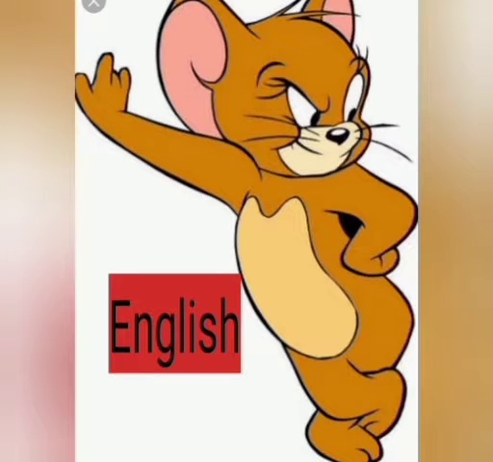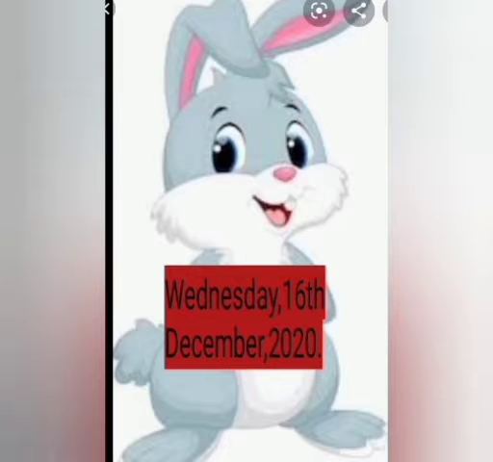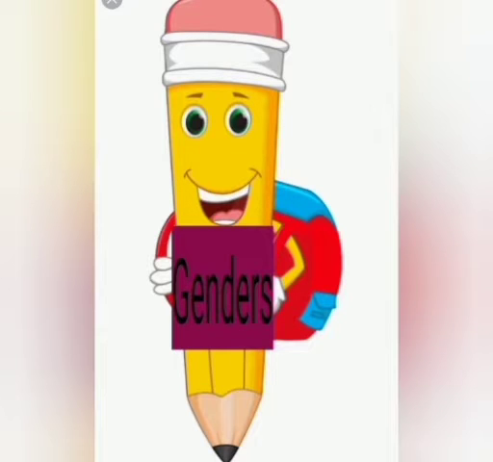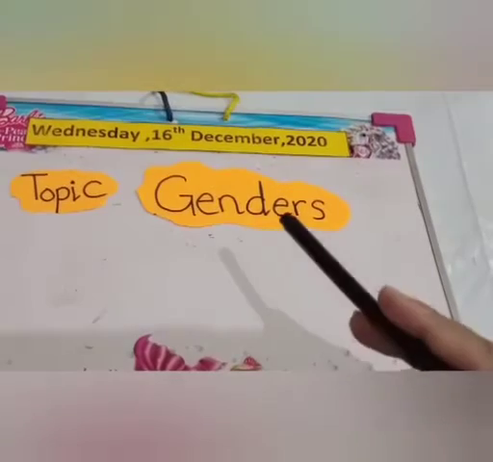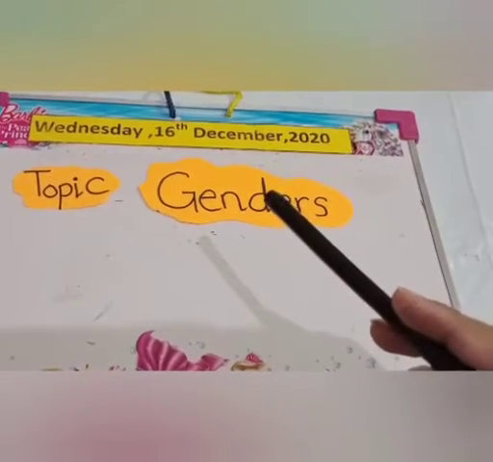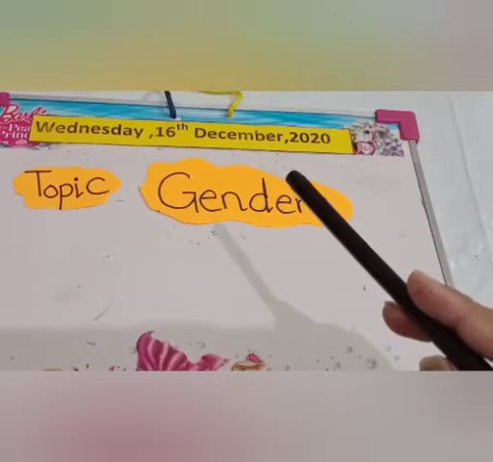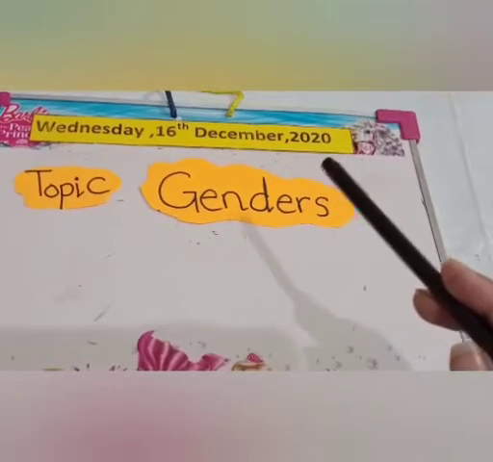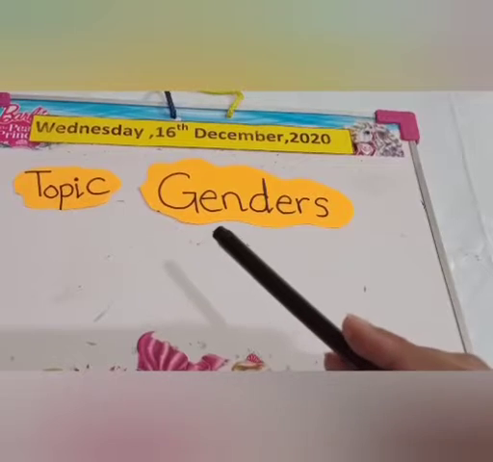It's English period. Today is Wednesday, 16th December 2020. And today your English topic is genders. Yes, students, today is Wednesday. W-E-D-N-E-S-D-A-Y, Wednesday. What date is today? 16th. Which month is going? December. And which year is going? 2020. Today our topic is gender.